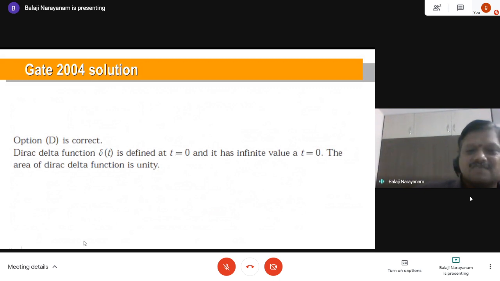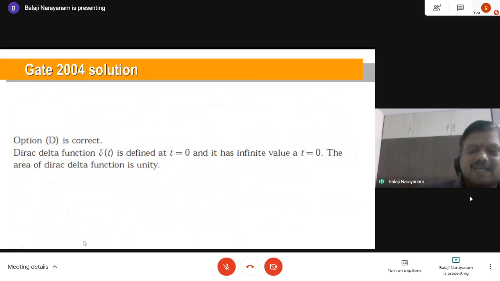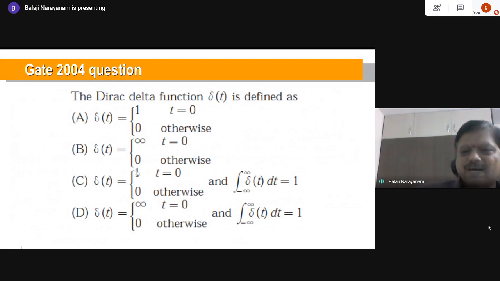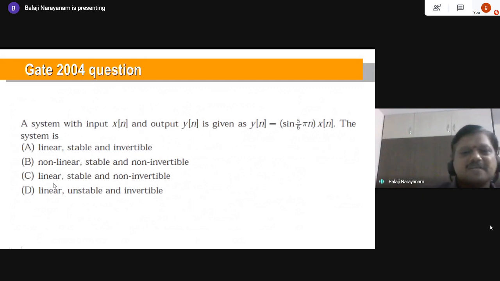The Dirac delta function delta of t is defined at t is equal to 0 and it has infinite value there. C can be eliminated as it has unit amplitude here. It has infinite amplitude at t is equal to 0 and 0 otherwise, and integral minus infinity to infinity delta of t dt is equal to 1. The area of the Dirac delta function is unity. So option D is correct, and we are satisfying all conditions.